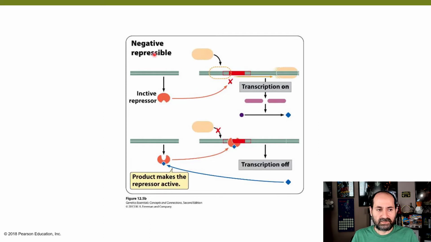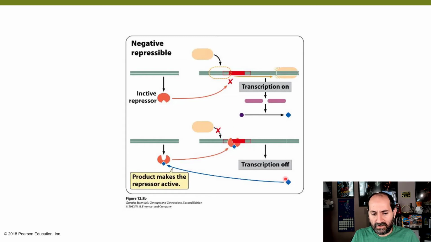So let's see how that would work. Again, negative meaning a repressor is involved. Repressible meaning a molecule can turn off gene expression. So again, in this case, a regulatory gene would give rise to an inactive repressor. This inactive repressor cannot repress transcription, cannot repress gene expression of this operon or gene. That means RNA polymerase is free to bind to the promoter and promote gene expression.